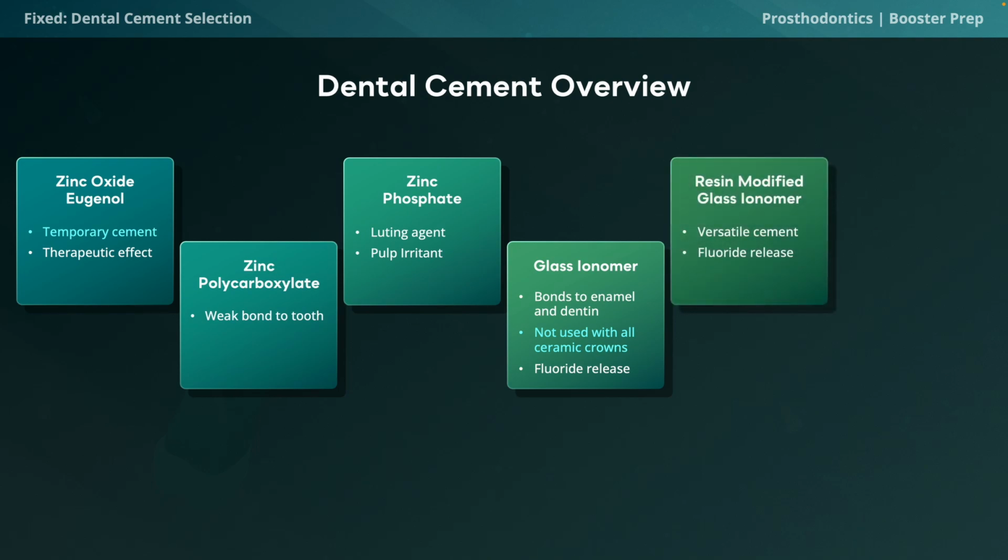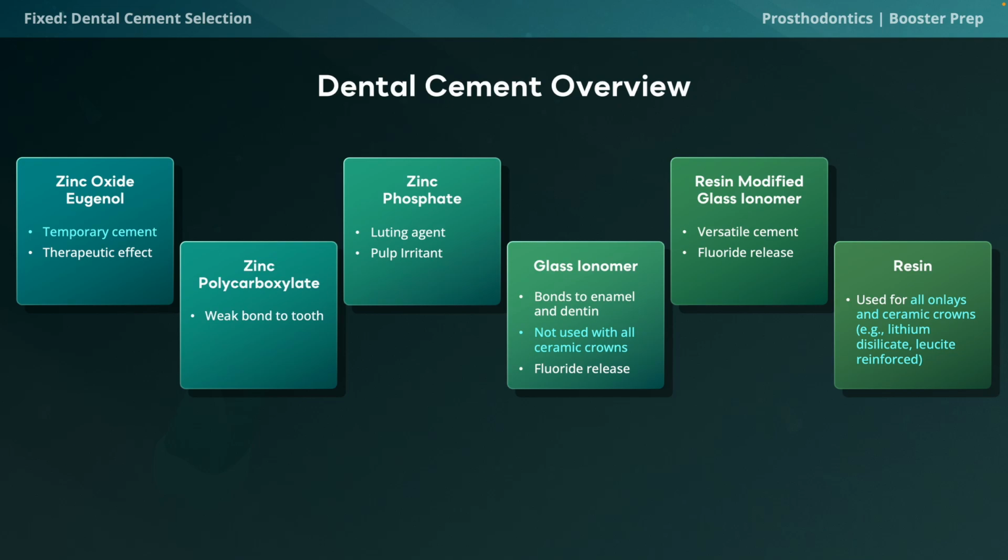Alright, now let's talk about resin modified glass ionomer, which combines the fluoride releasing benefits of glass ionomer with the added strength of resin. It's a pretty durable option for many cases and you really can't go wrong with it. And finally, we have resin cements. Resin cements are the strongest cements available, making them ideal for high stress areas and restorations. They have amazing bonding capabilities to both the tooth and restorations, making it the preferred option for bonding all ceramic crowns such as lithium disilicate, lucite reinforced, zirconia, as well as for onlays where durability and strength are critical.